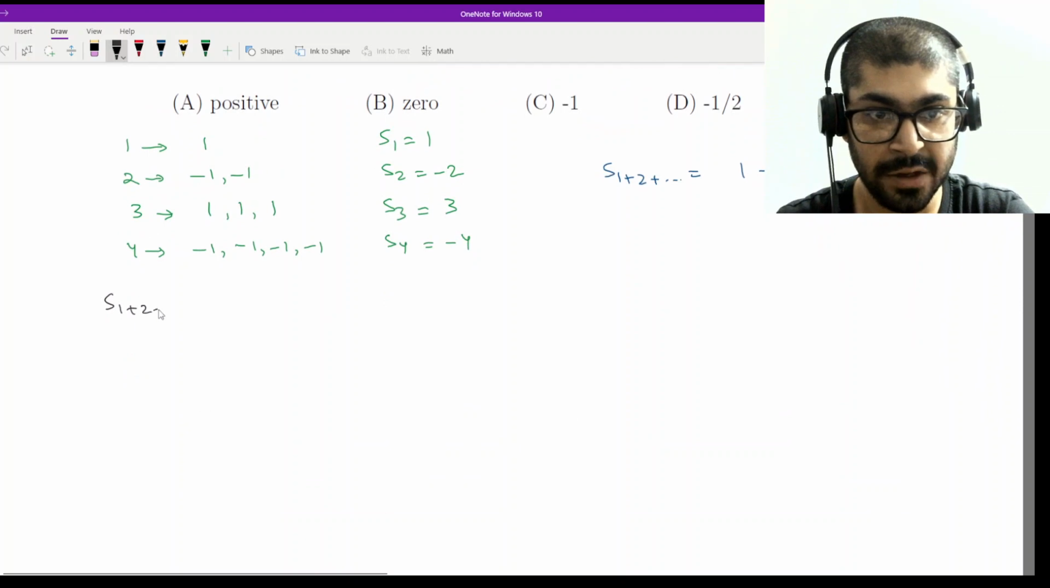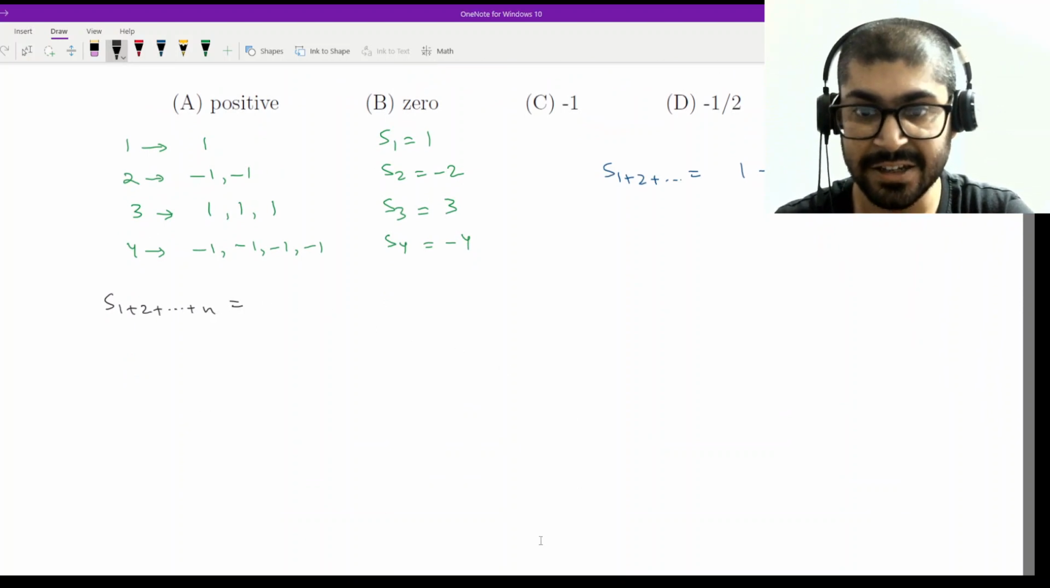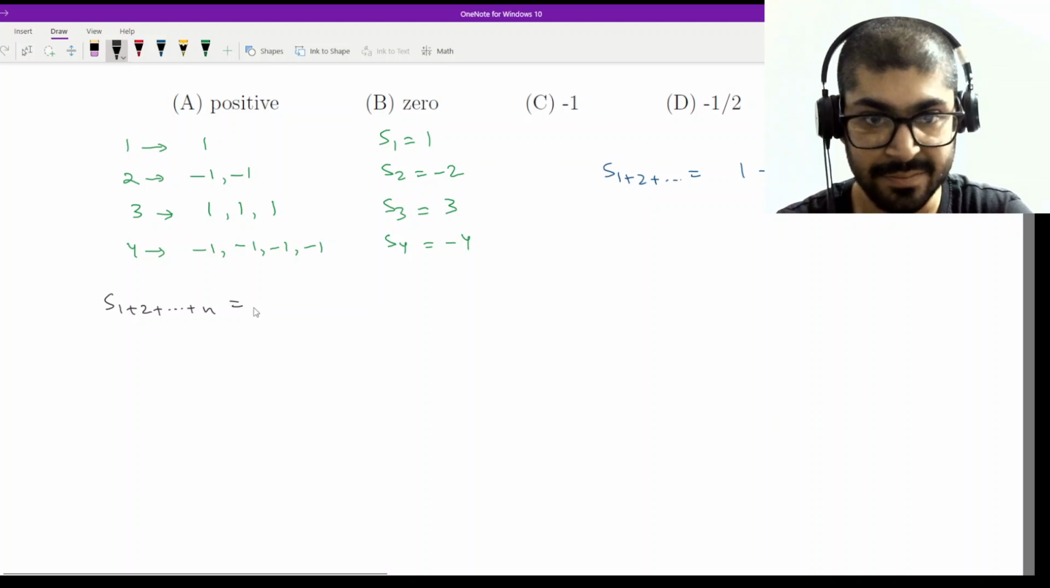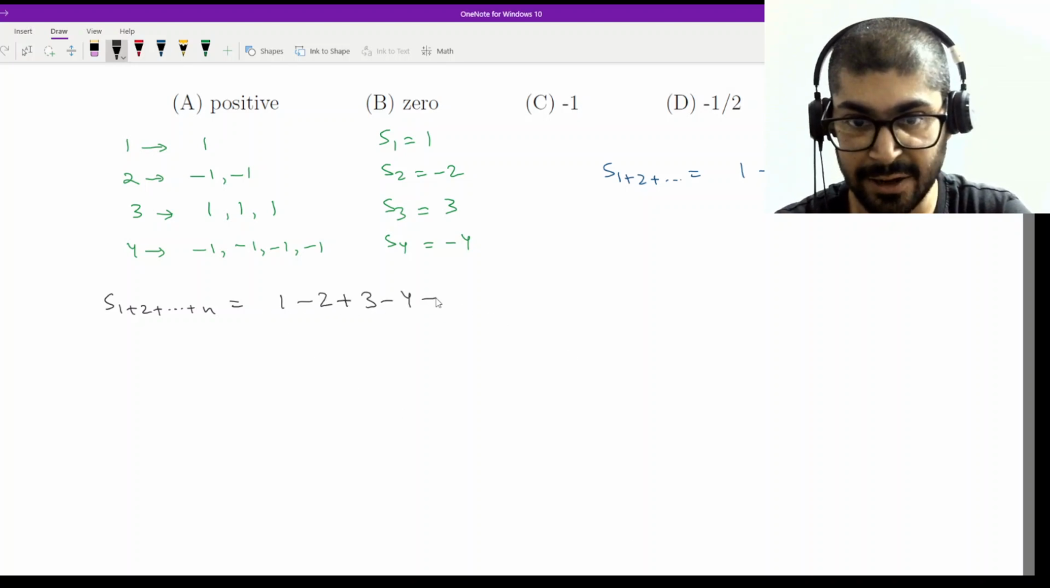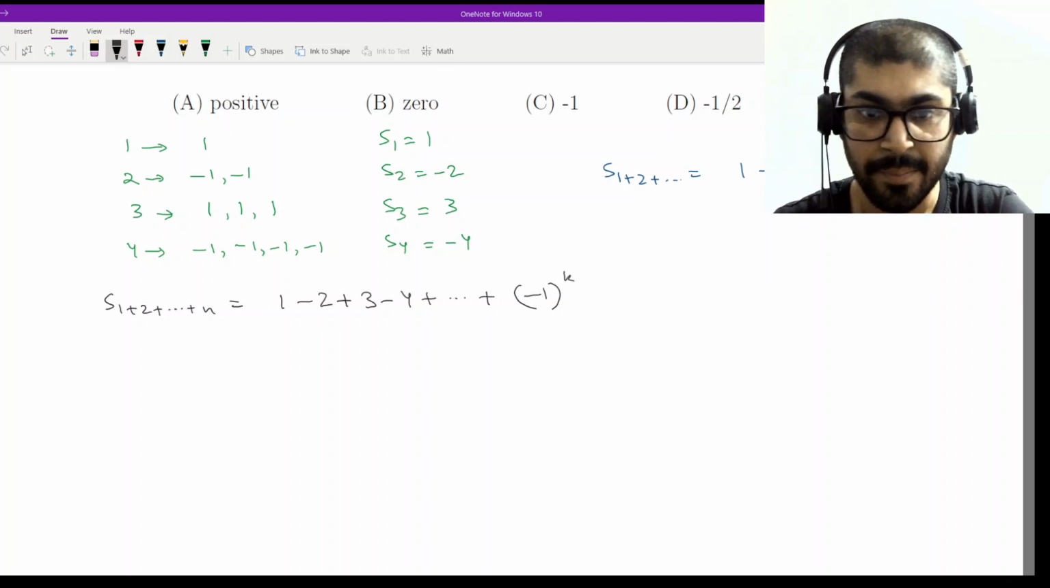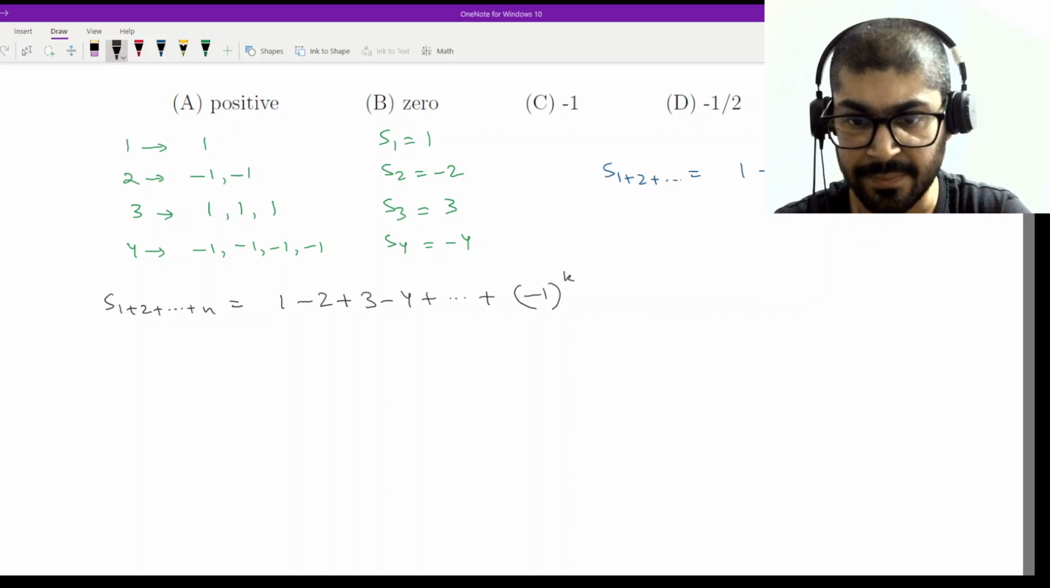S is 1 plus 2 plus dot dot dot plus n, which is basically the sequence 1 minus 2 plus 3 minus 4, and then plus dot dot dot plus. How will you write it? We'll write it as minus 1 to the power k times k.